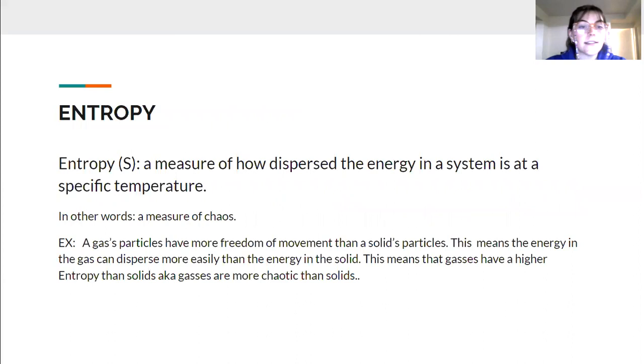So how does this all apply to entropy? Entropy, which is depicted by the letter S, is a measure of how dispersed the energy in a system is at a specific temperature. In other words, entropy is a measure of chaos. Let's go back to the solid water to water vapor example.